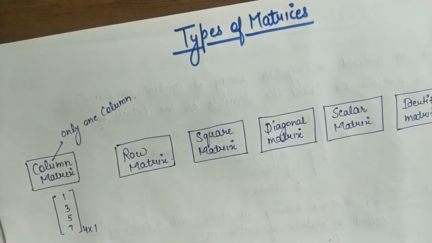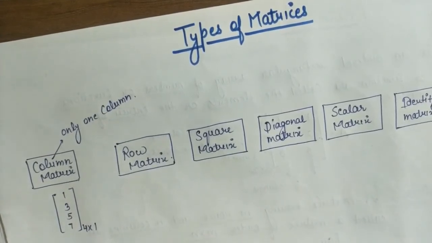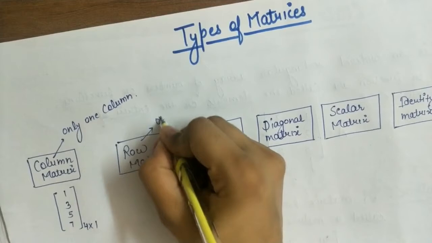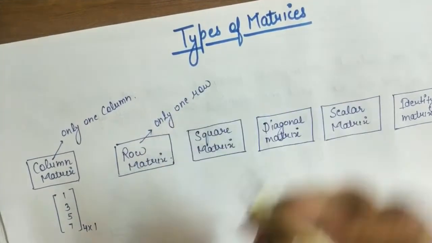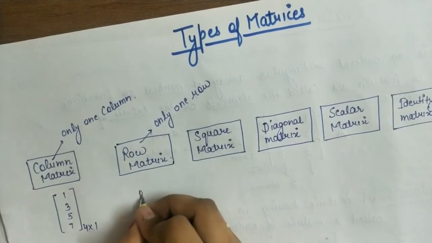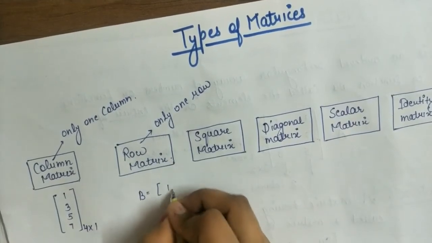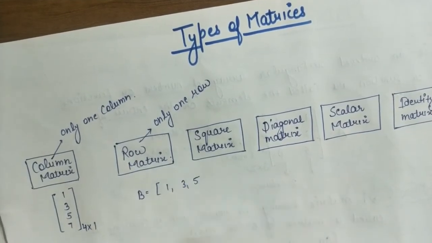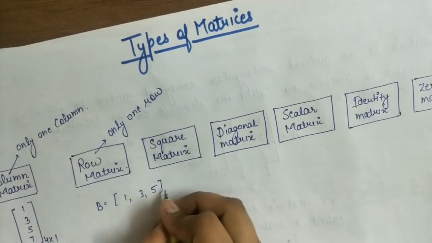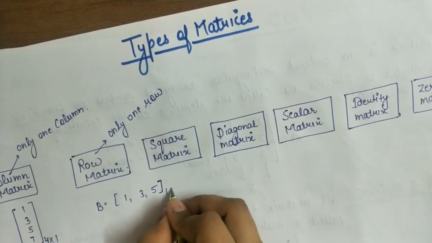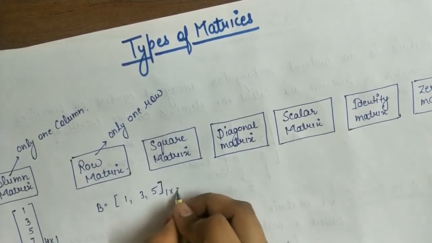Row matrix. A matrix is said to be a row matrix if it has only one row. Let B is equal to 1, 3, 5. So here is only one row and the order of this matrix is 1 into 3.